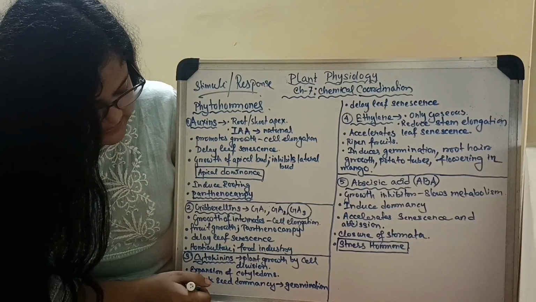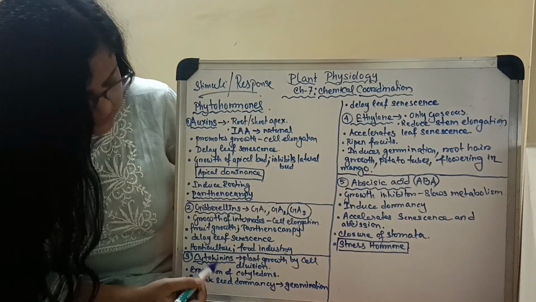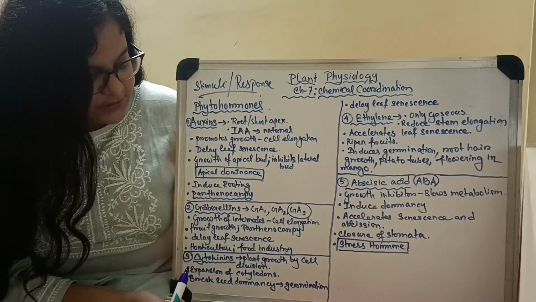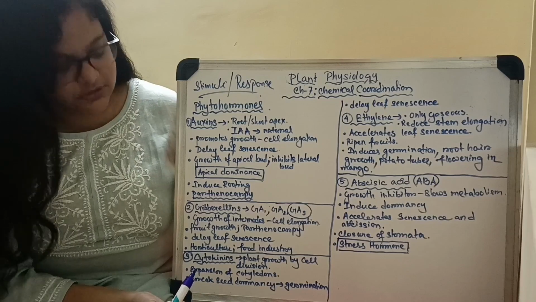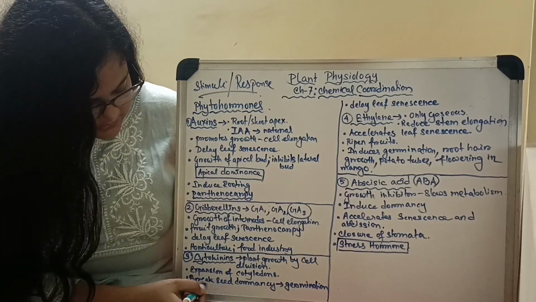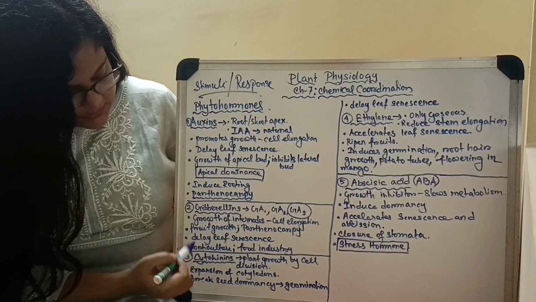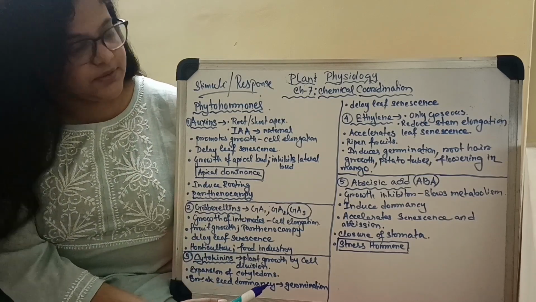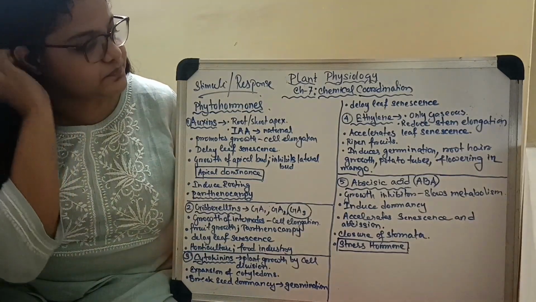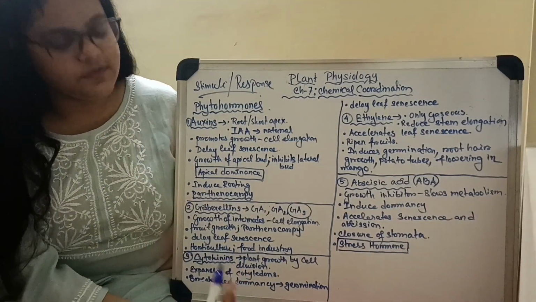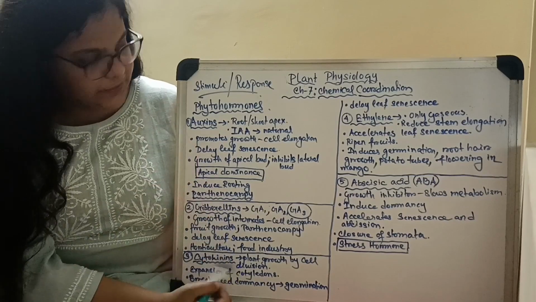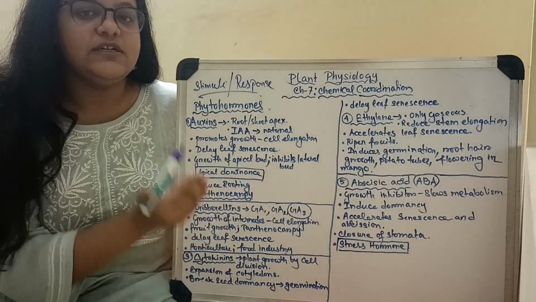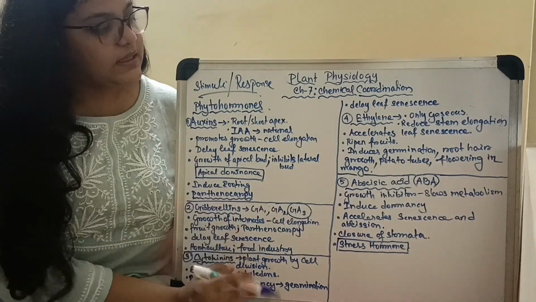Now, it breaks the seed dormancy, which is actually inducing germination. Thus, when the seeds are in dormant conditions, cytokinins are sprayed over them so that they start germinating again. Next comes the delaying of leaf senescence. Like those two, cytokinins also help in delaying the leaf senescence, that is the aging of the leaves.